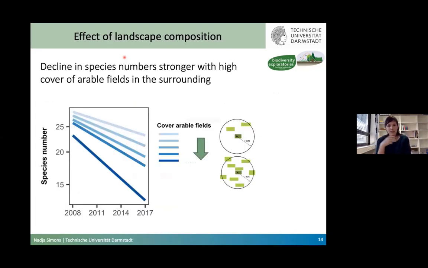When we took a closer look at the interaction between the plot characteristics, where we sampled the insect, and the trend over time, we discovered that the decline in species number was strongest on grasslands, which had a high cover of arable field around them. So here you can see the trend over time for different sets of grassland plots, and they are sorted by cover of arable fields. So we have plots with low cover of arable fields and plots with high cover, and those with a high cover of arable fields in the surrounding show a much more pronounced decline over time in species number. So this result indicates that the drivers behind the insect decline are acting on a landscape scale rather than on the level of individual grasslands.